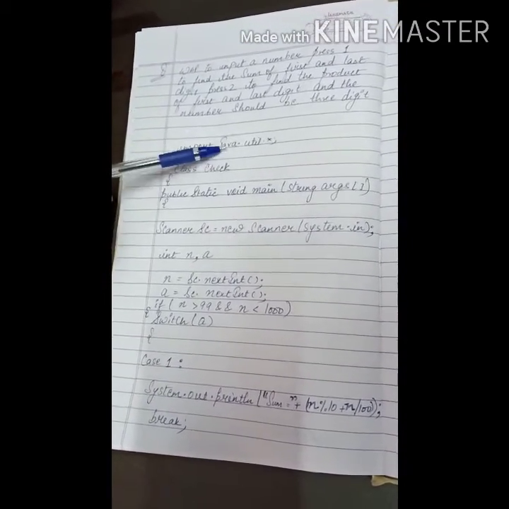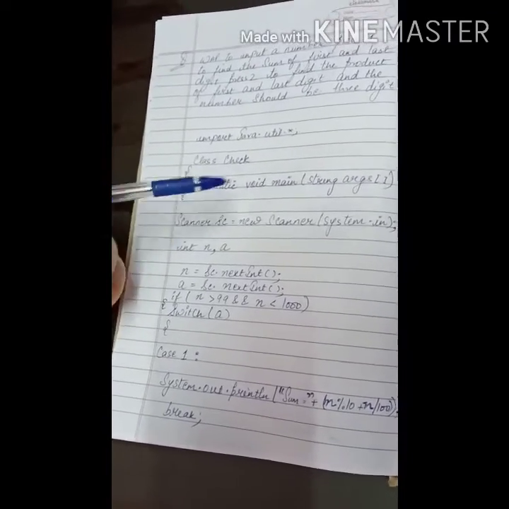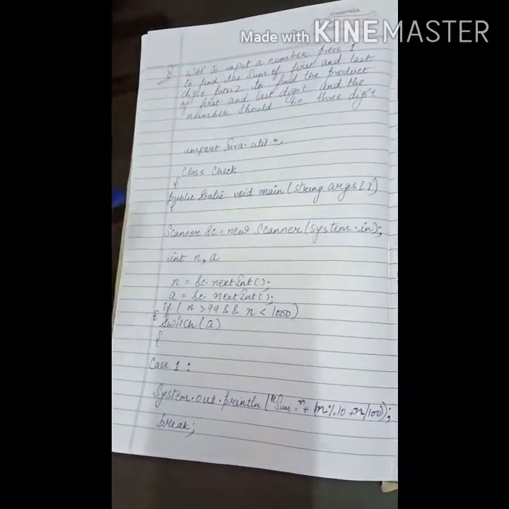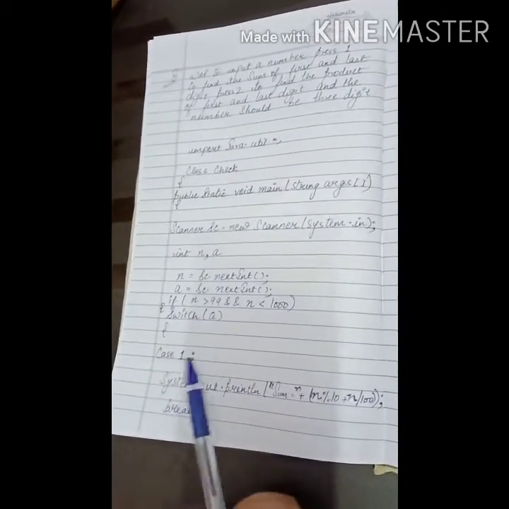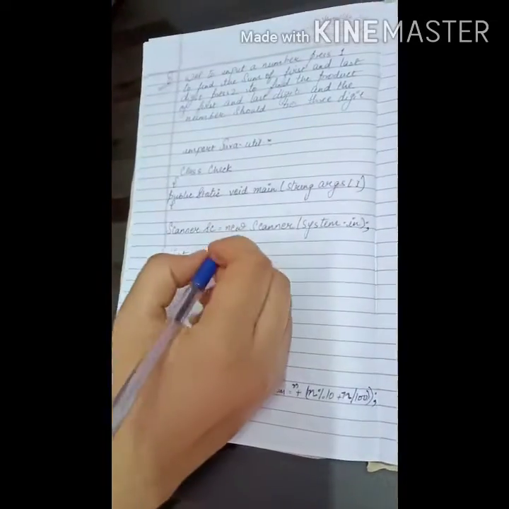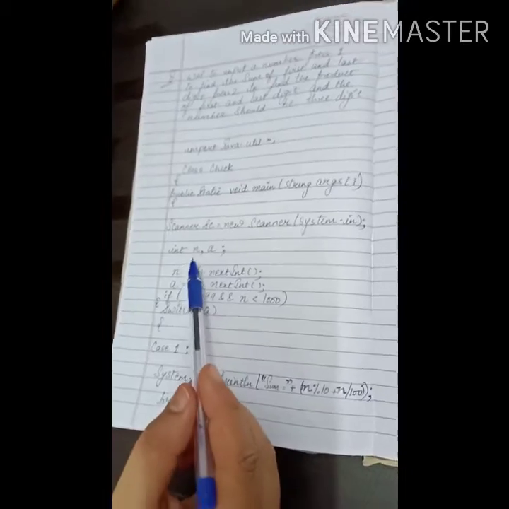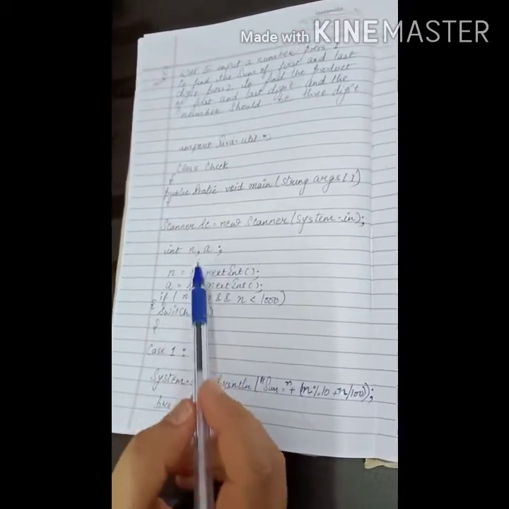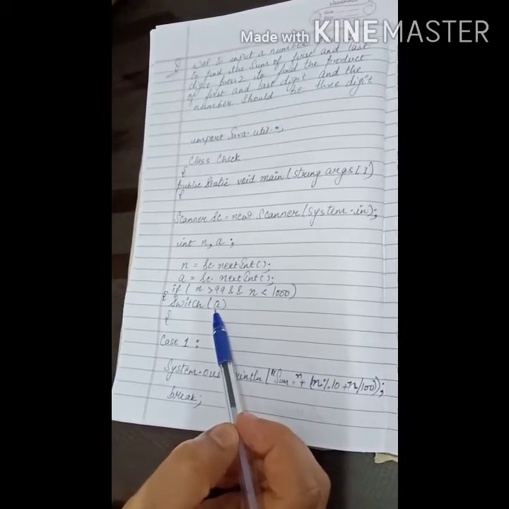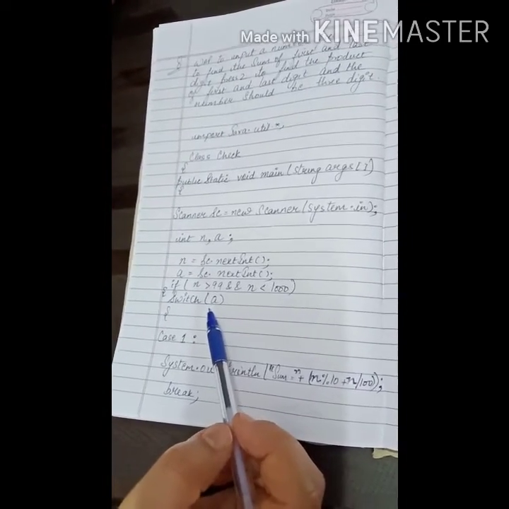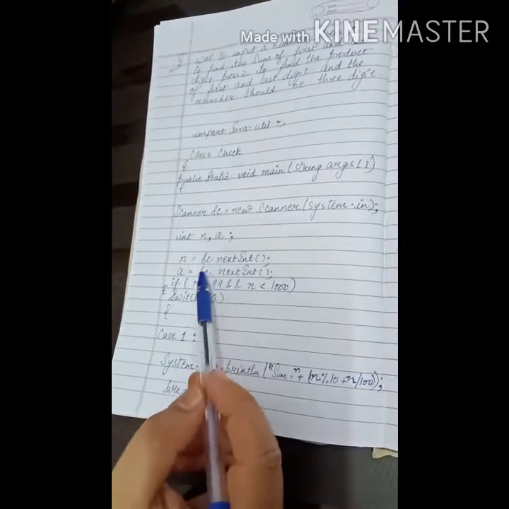Now import java.util.*. Class I have taken check, public static void main String args, Scanner sc = new Scanner(System.in). I have taken two variables, n and a, number and a. I will pass this value in switch just to check whether the user will enter 1 or 2. Now I have taken this user input for n and a.